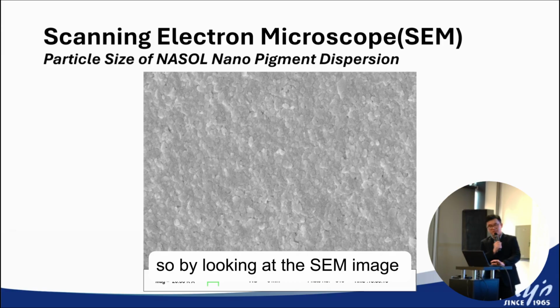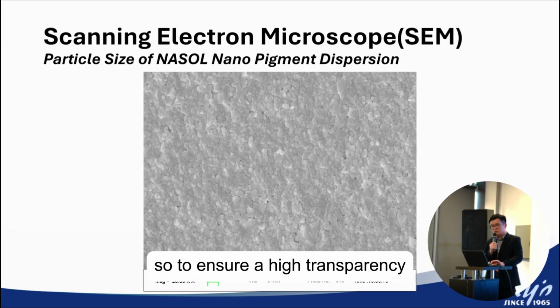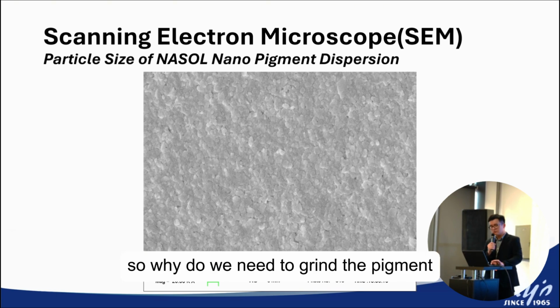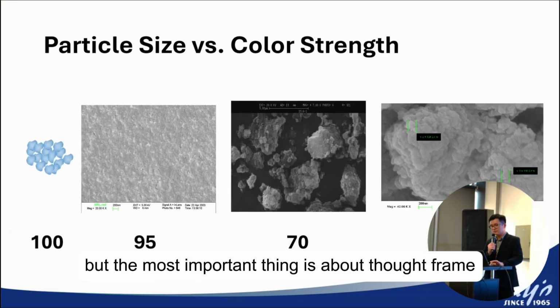By looking at the SEM image, you can see a really uniform layer of dispersion, which ensures high transparency and uniformity in the coating layer. So why do we need to grind the pigment? One, of course, is for the dispersion. Another is for the transparency, but the most important thing is the color strength.